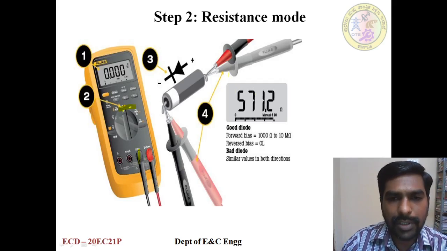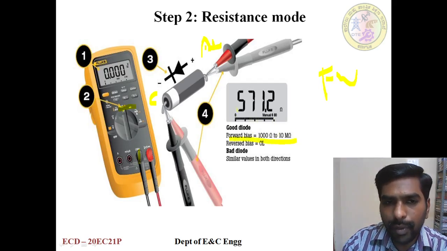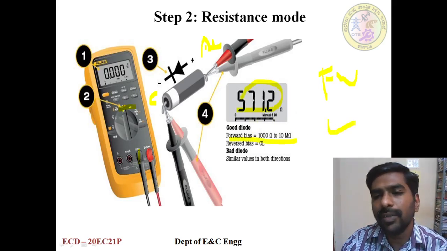And first, you should identify the forward resistance. For forward resistance, you have to connect the red, that is positive, to the anode, and the negative black to the cathode. You will get some value, that is the forward resistance. It should be a lower value, less than 1000. That is the forward bias resistance. If you get some value, then it indicates it's working.